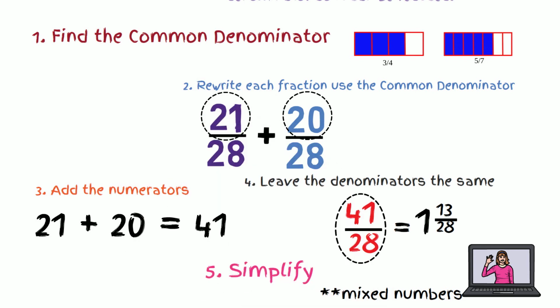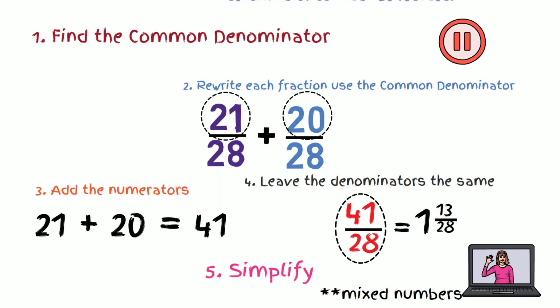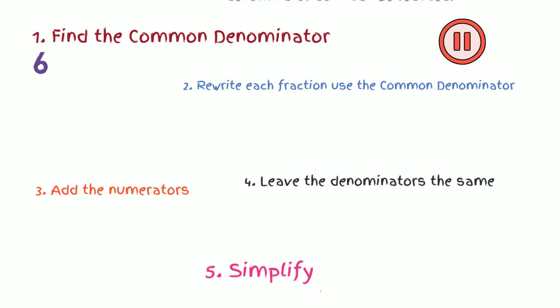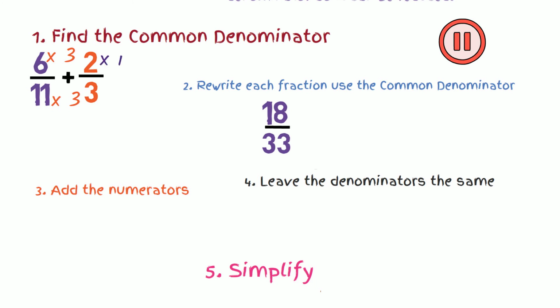Let's try another example. For this example, please pause the video to try to come up with the answer beforehand. Let's add 6/11 plus 2/3. Our first step is to find the common denominator. So 6/11 times 3/3. 6 times 3 is 18 and 11 times 3 is 33. So we have the fraction 18/33. 2/3 times 11/11. 2 times 11 is 22, and 3 times 11 is 33, and we have the fraction 22/33.